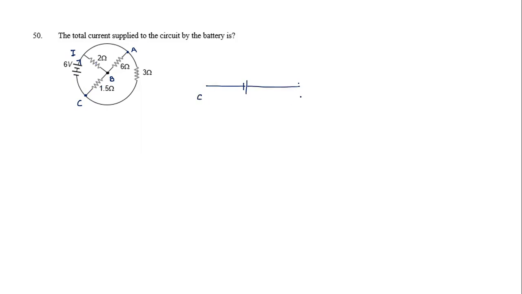This is the C end and the positive end is the A end. So how is this 6 ohm connected? There's some point B in between. The 2 ohm is connected between A and B, and the 6 ohm is also connected between A and B, and the 1.4 ohm is connected between B and C. What we have to find is the value of current, which is fairly simple. We find the equivalent resistance, which is pretty simple, and you can easily find the answer. Okay, so that's all. We'll end it here.